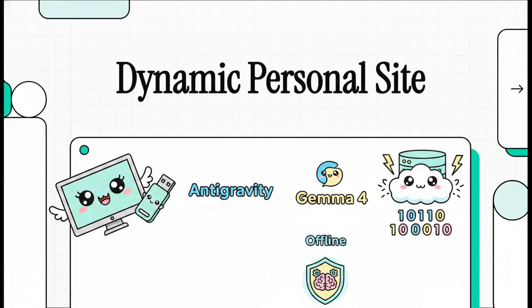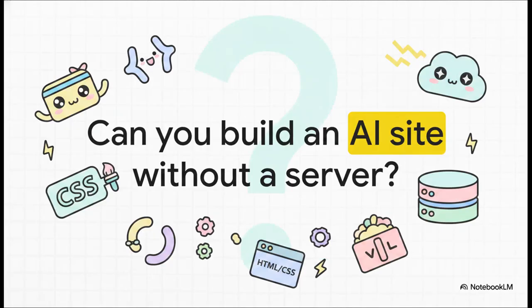But today, our goal is to completely demystify that process. We're going to explore how you can build dynamic, incredibly smart sites using tools called anti-gravity and Gemma 4. And the best part, we're keeping things surprisingly simple and entirely offline. Okay, let's dive into this.